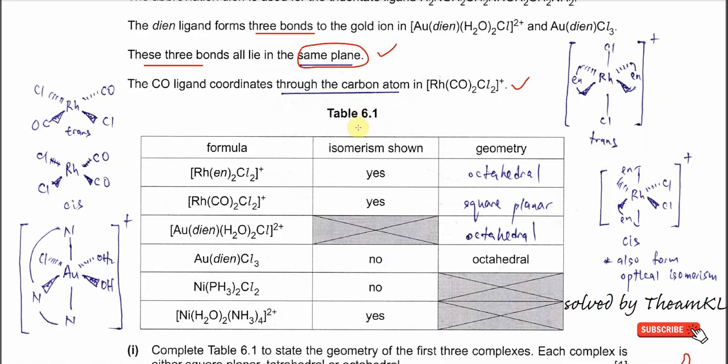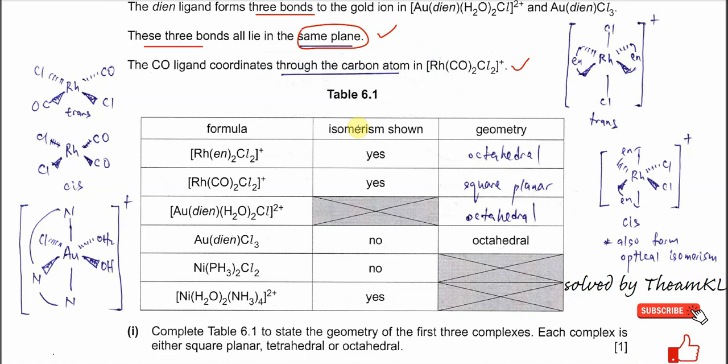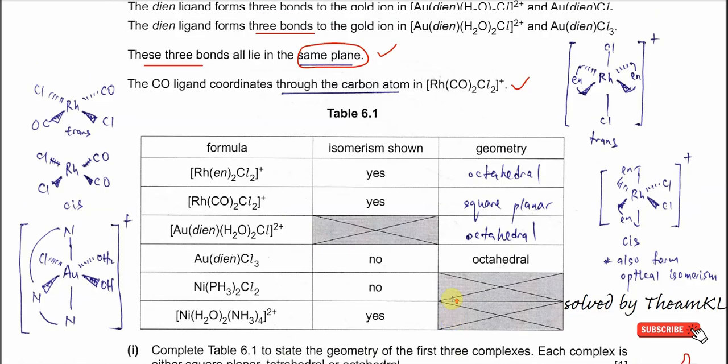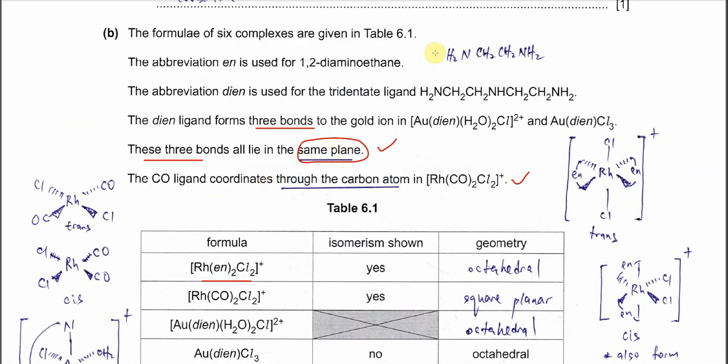Now, table 6.1. Complete this table and state the geometry of the first 3 complexes. In order to answer this, you need to know what it looks like, of course. For example, the first complex ion: the metal ion is bound to 2 en. This is the bidentate ligand. This bidentate ligand has 2 donor atoms.